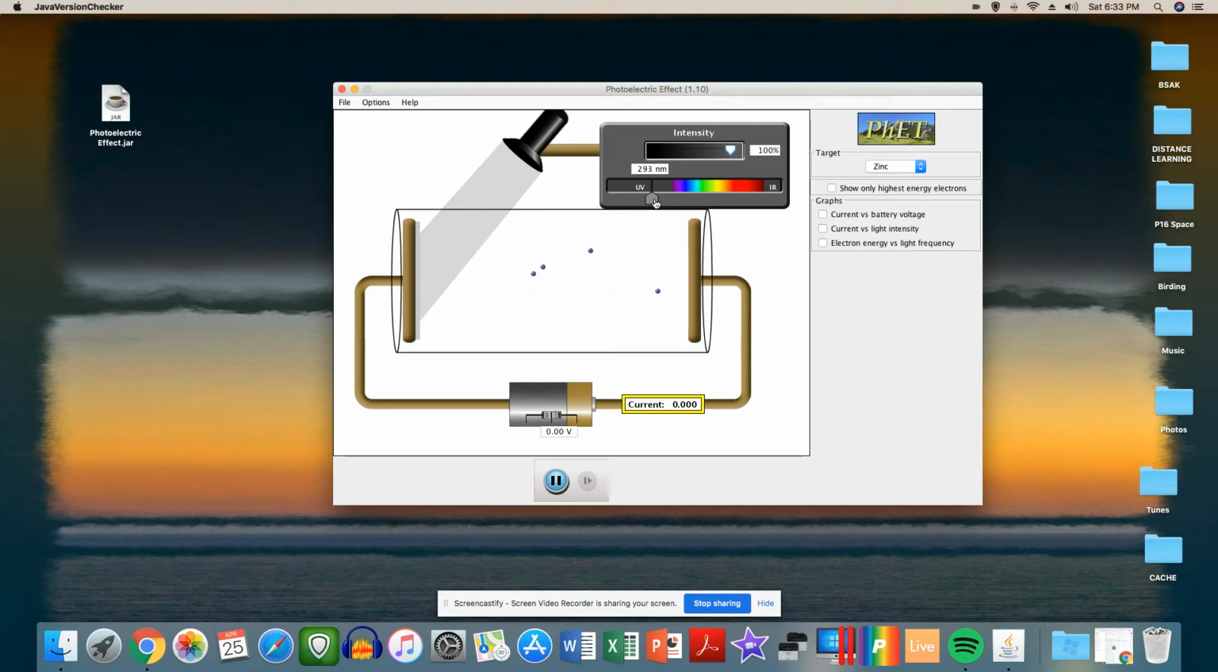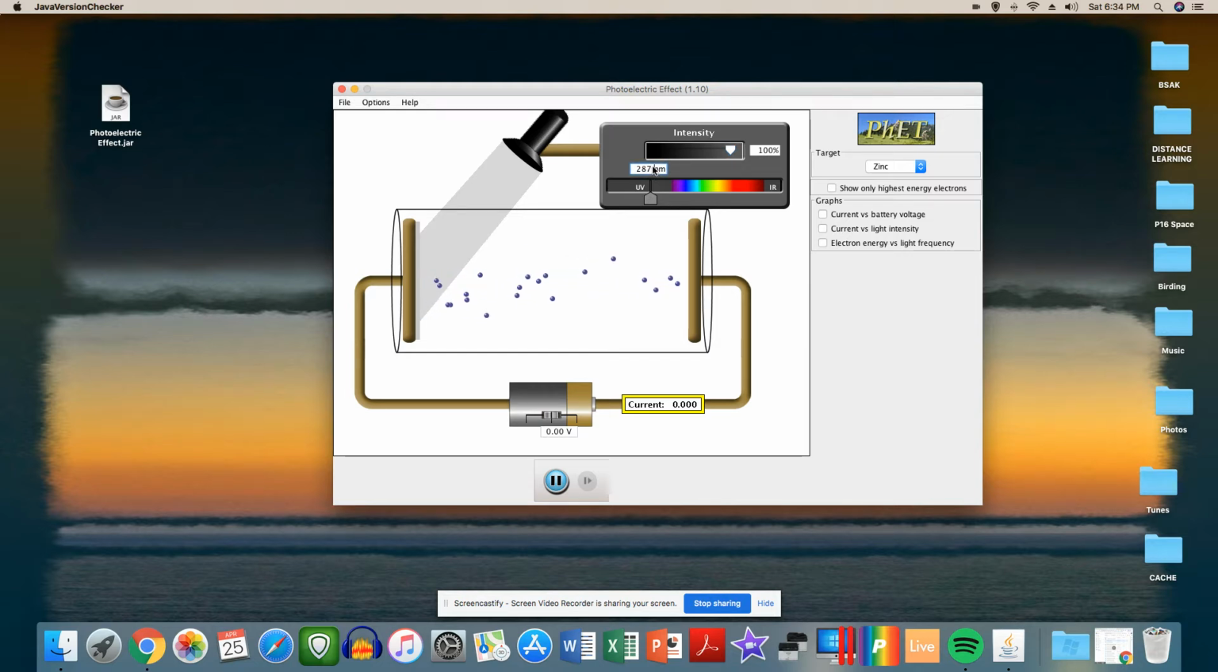So that's pretty much at the threshold frequency. Let's just go almost, right, there you go. So I've just got it. See, we're getting slow electrons. So I think anything just below that frequency would be regarded as the threshold frequency.